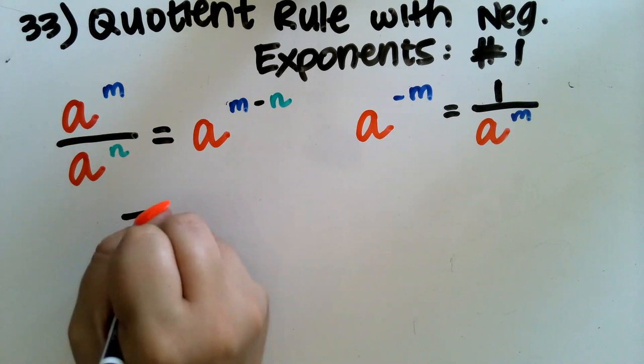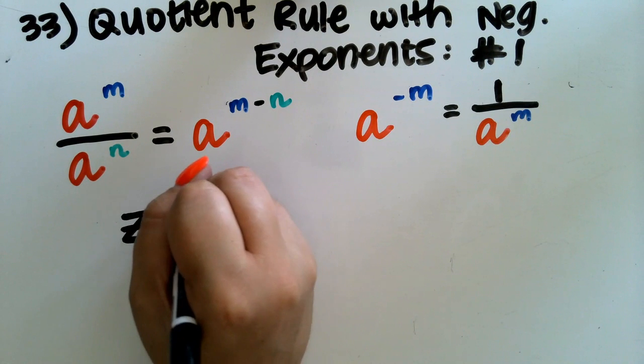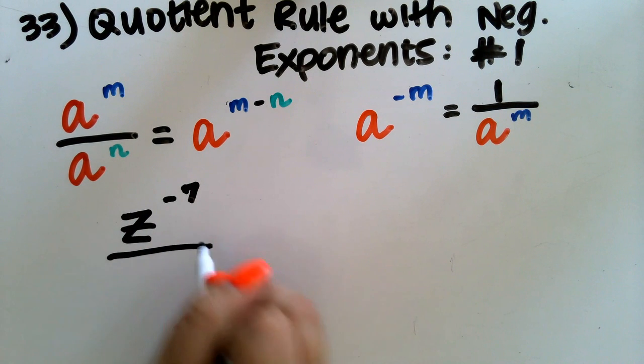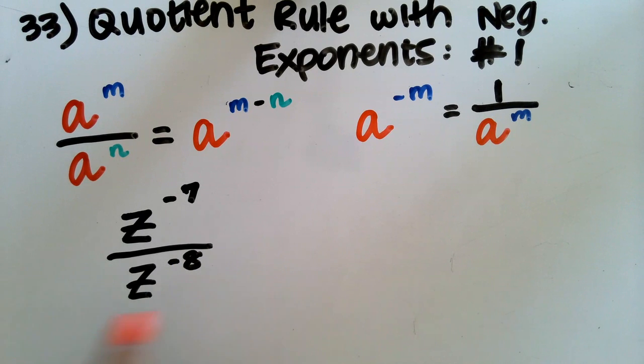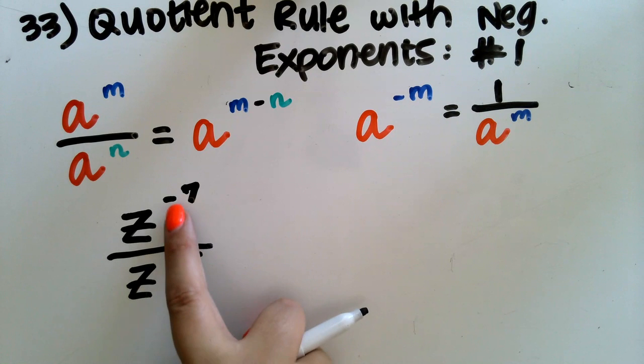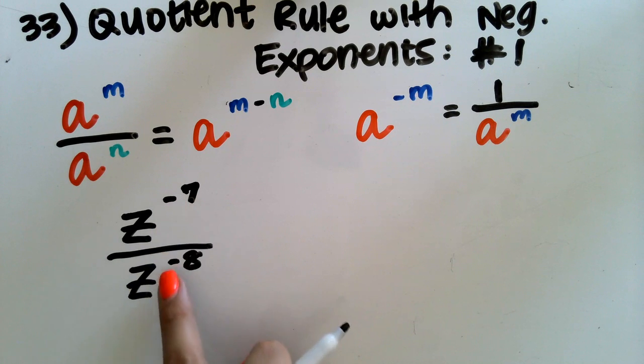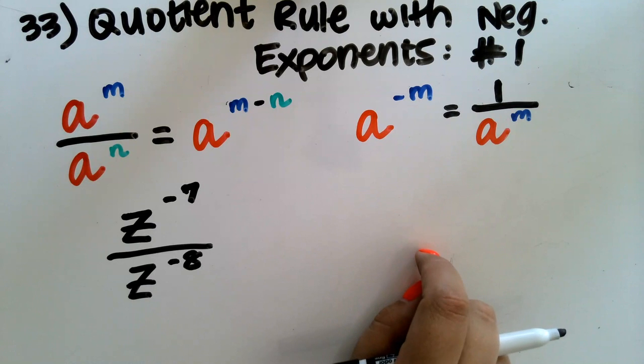First up, we are going to have z to the negative 7th over z to the negative 8th. And we know right off the bat that we're going to be using that quotient rule. But we also see that we have some negative exponents over here. So we could go ahead and use the negative exponent rule right off the bat as well.